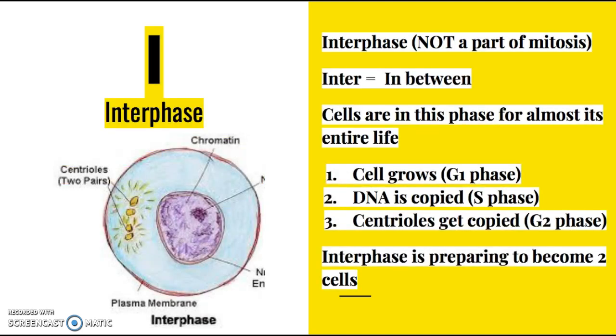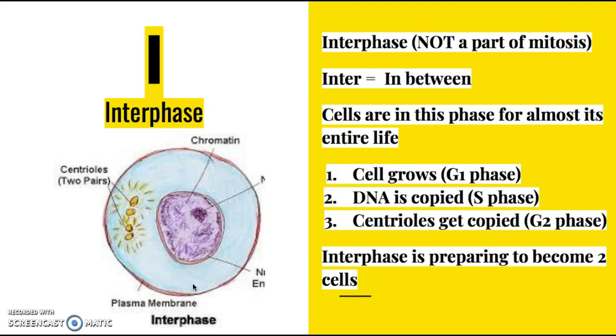So the first stage of the cell cycle is called interphase. So I want you to write the big I on the top. Below would be interphase, and I want you to draw this picture. It's a really good one. And in interphase, you're not technically in mitosis yet. This is like the cell just doing its jam, all right? And inter, in case you didn't know, meant in between. So it's like the in-between phase. You're not dividing yet. You're in between divisions, okay?